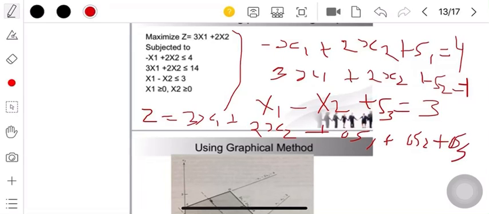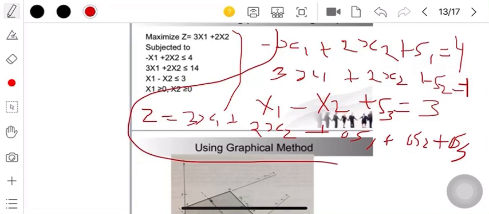So once we have converted this problem into this form, now you need to find the initial basic feasible solution. So what is initial basic feasible solution? Initial basic feasible solutions are those solutions which are positive and which satisfy all the constraints. Okay, so what we do to get the initial basic feasible solution, we put the value of x1, x2 equals to 0.